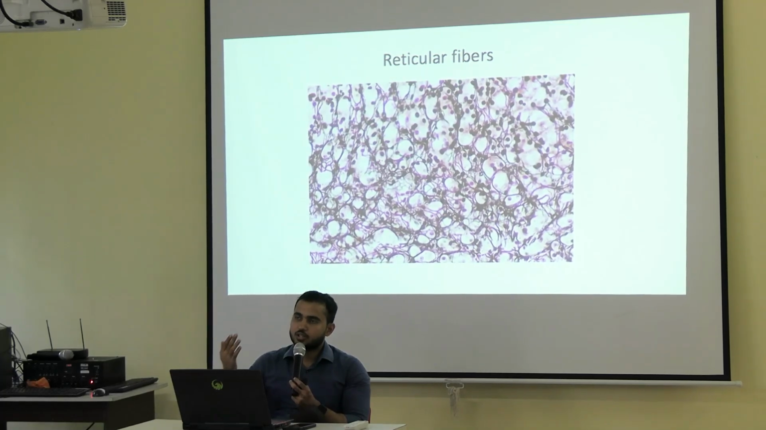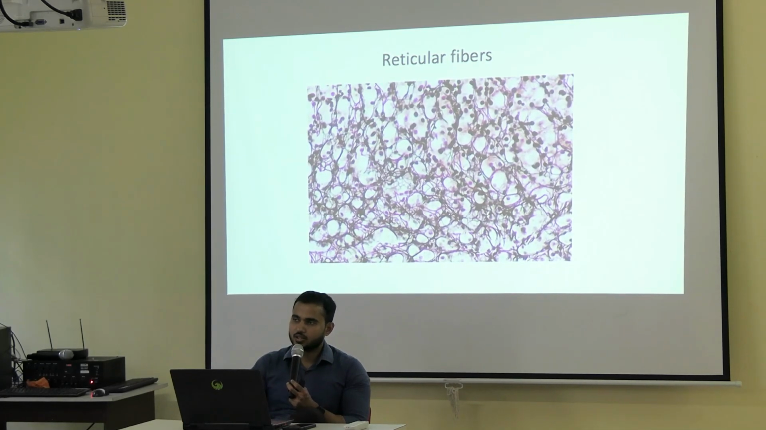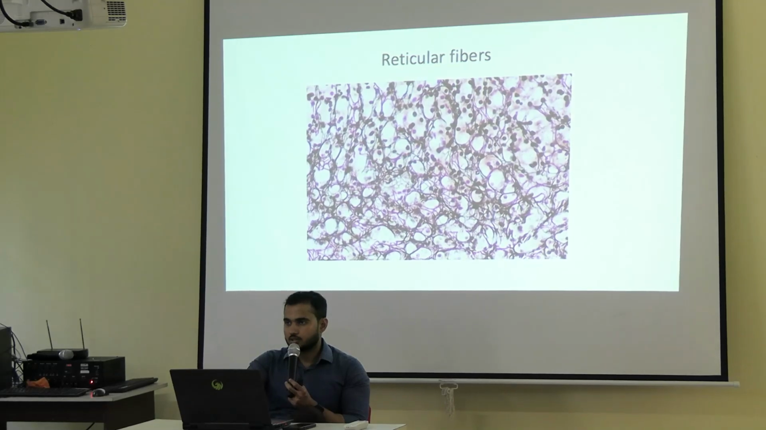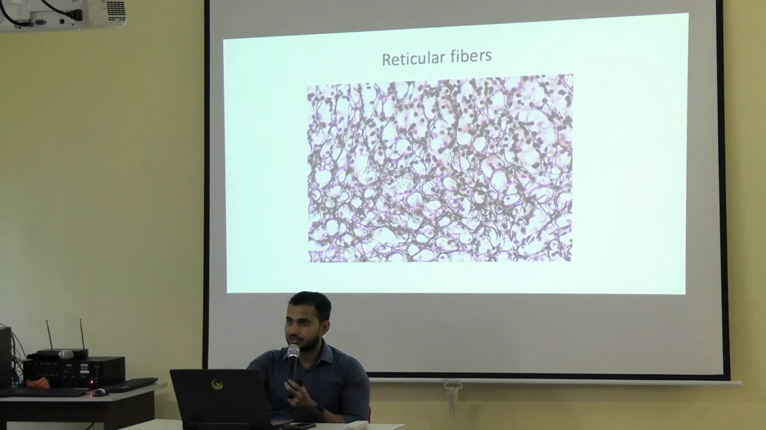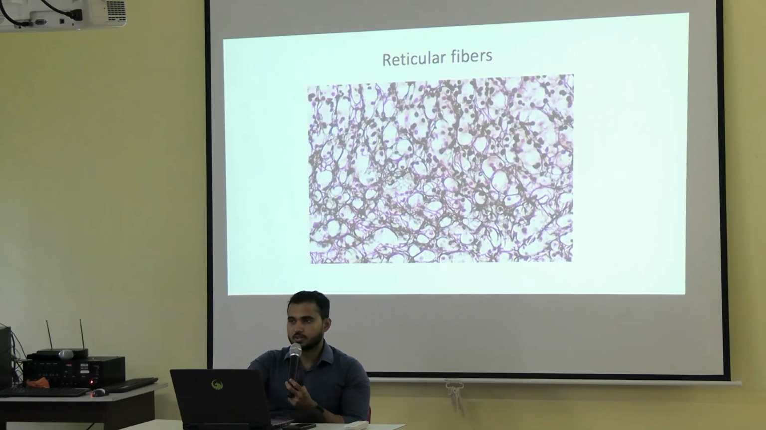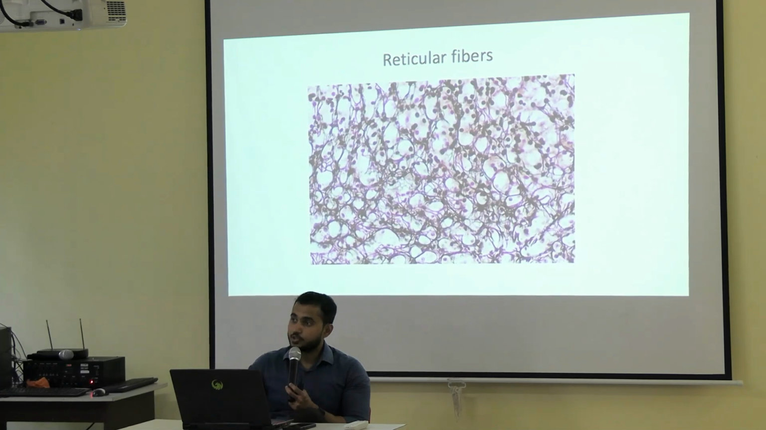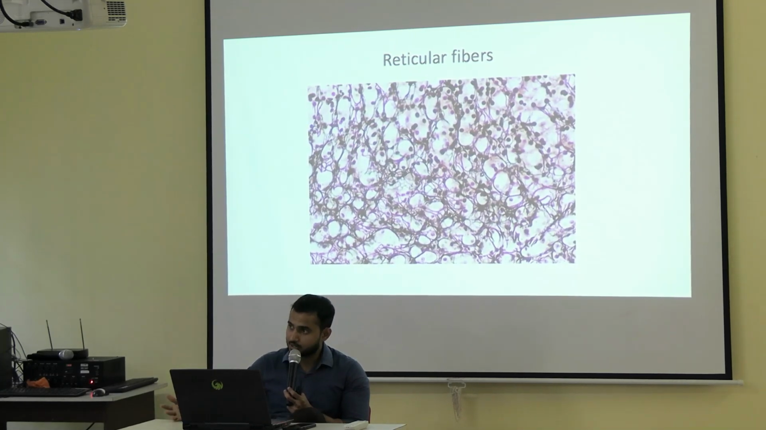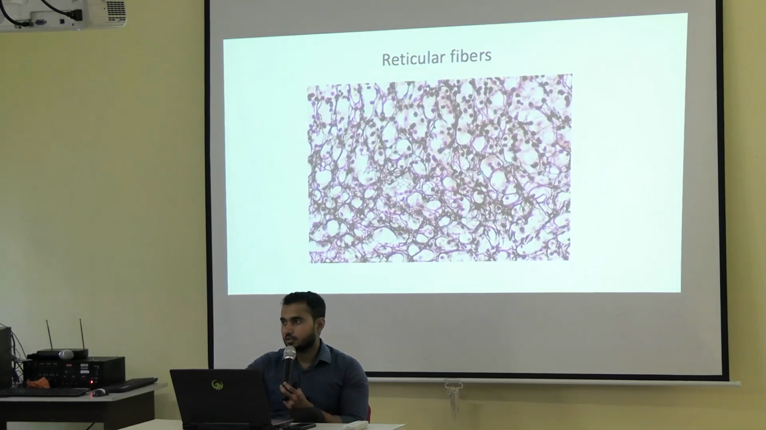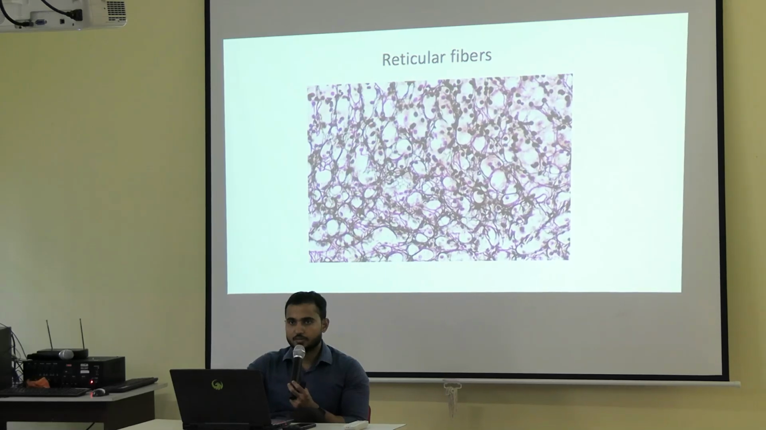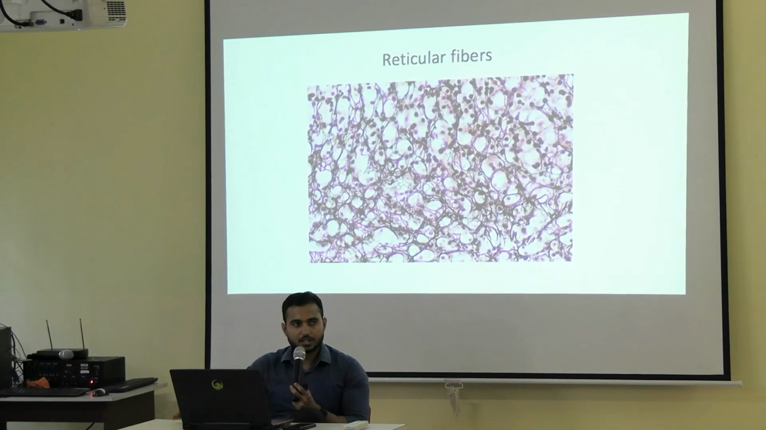Now, mostly these reticular fibers are present in organs where they make the framework of those organs. The best examples are lymphoid organs. In most of the lymphoid organs, the framework is made up of reticular fibers. Next, in the liver and in the kidney, we also get reticular fibers. So the supporting framework of different organs is made up of these reticular fibers. This is the important function of reticular fibers. Examples already given: lymphoid organs, liver, kidney, etc.